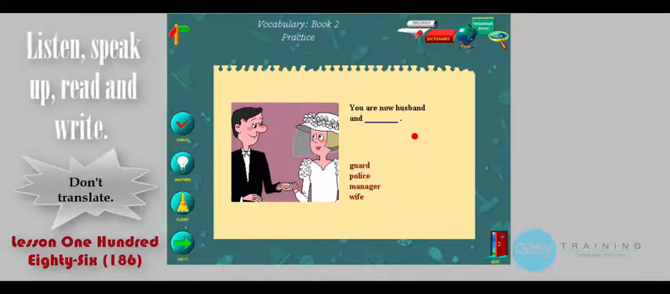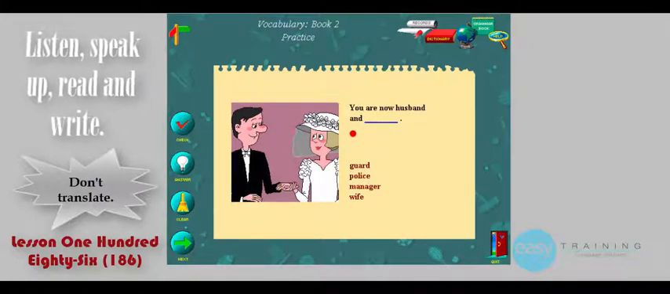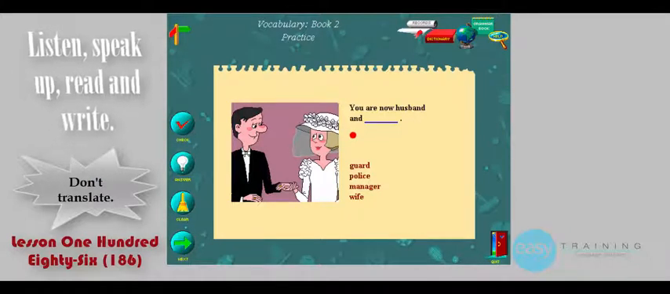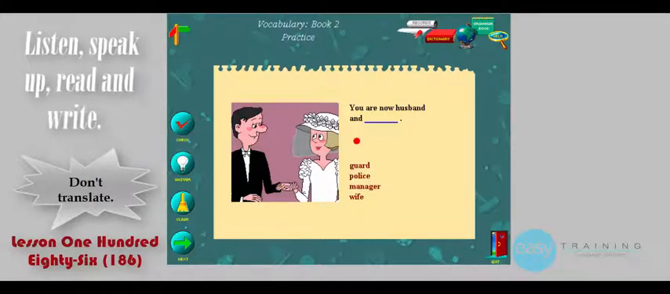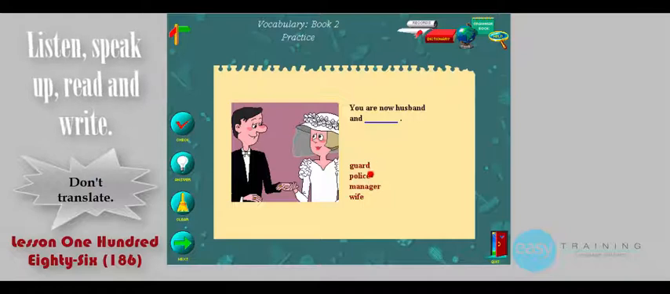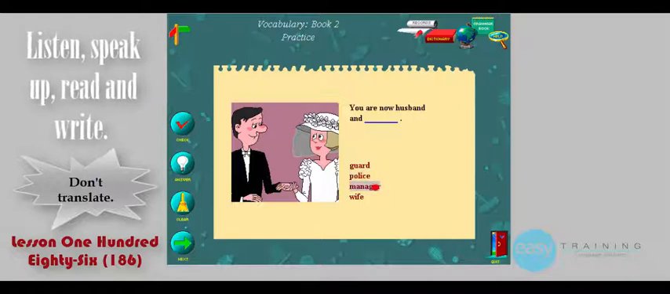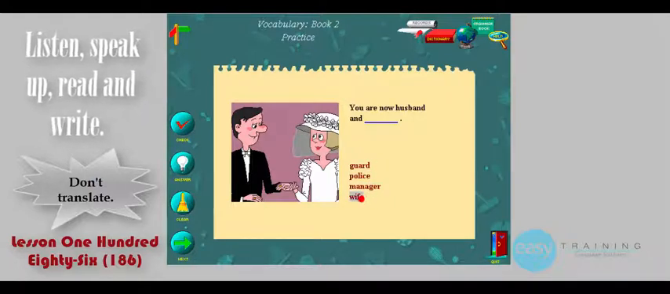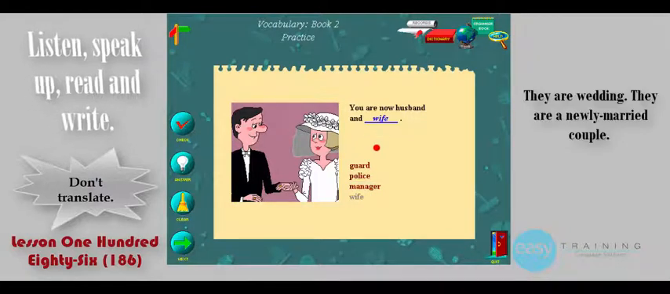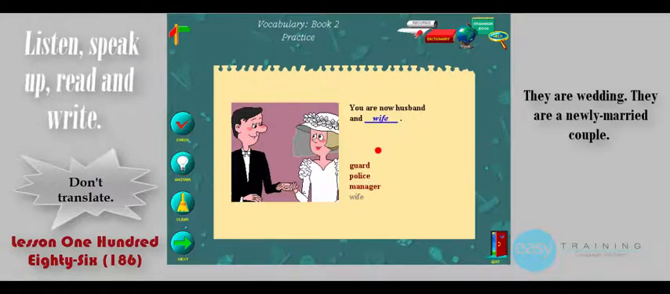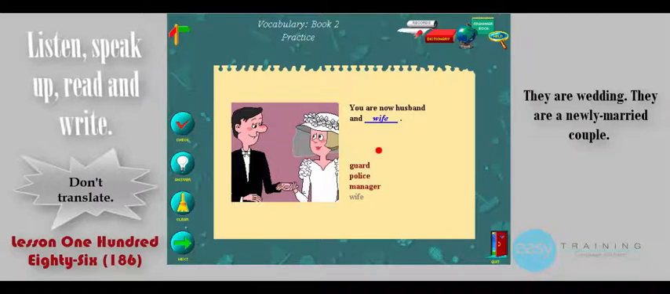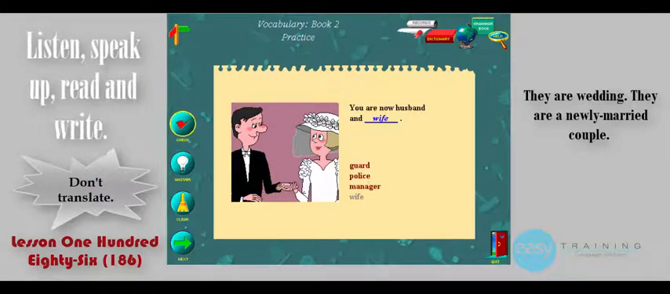You are now husband and what? Husband and guard, husband and police, husband and manager, or husband and wife? Husband and wife. They are wedding. They are the newly married couple. They are man and wife.